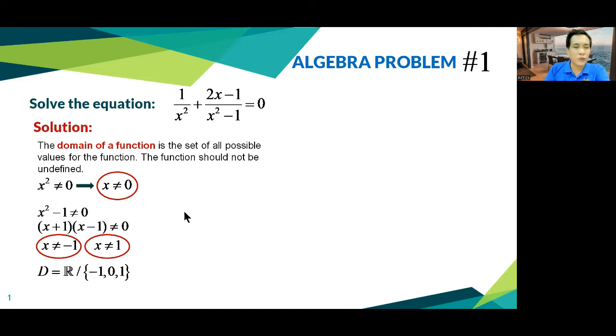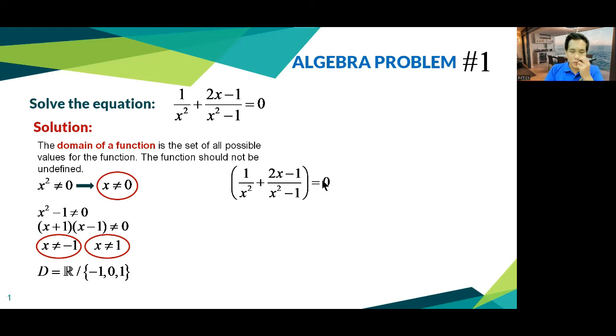All right, let's go to the domain. So what is the domain? Therefore, the domain of this equation are all real numbers except negative 1, 0, and 1. Okay, so any values except negative 1, 0, and 1. Let's go back to the original equation because we want to solve for the value of x. So 1 over x squared plus 2x minus 1 all over x squared minus 1 is equal to 0.